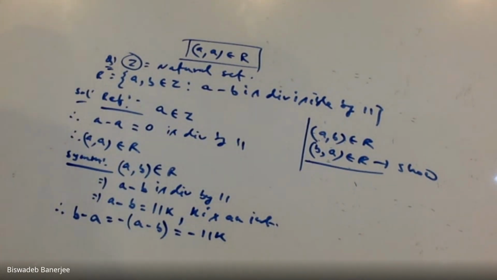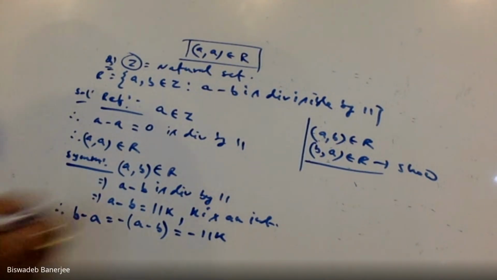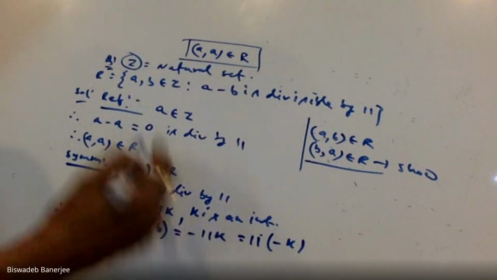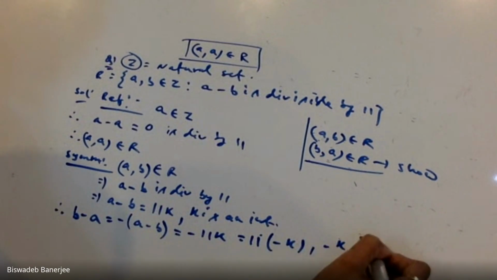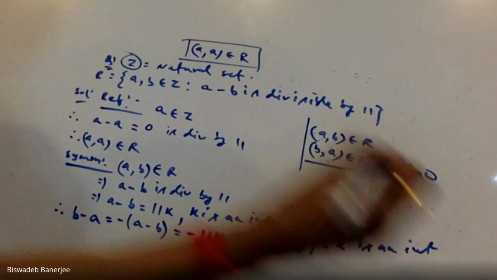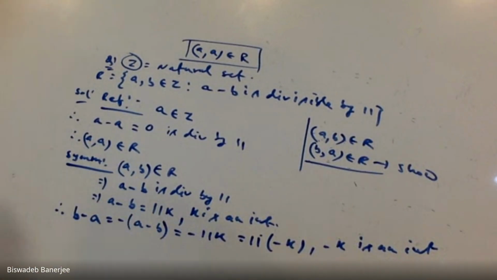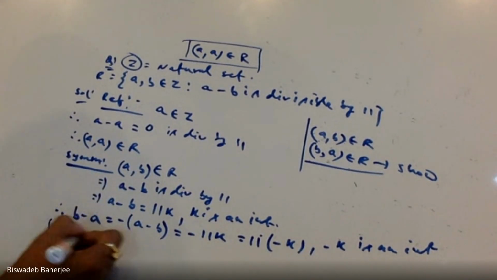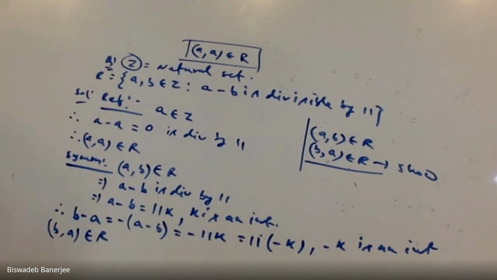So b minus a equals minus of (a minus b) equals minus of 11k. You can write this as 11 into minus k. And if k is an integer, minus k is also an integer. Obviously, if k is an integer, its negative is also an integer. That means what we obtain: b minus a is also a multiple of 11. That means yes, (b, a) belongs to R. Clear?